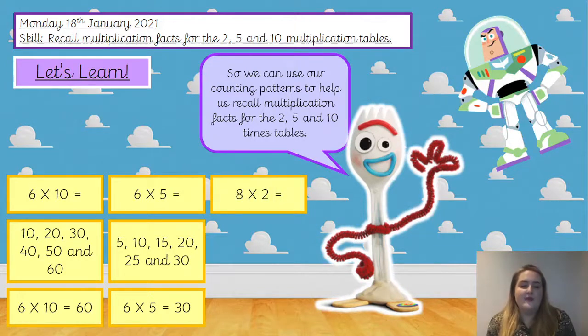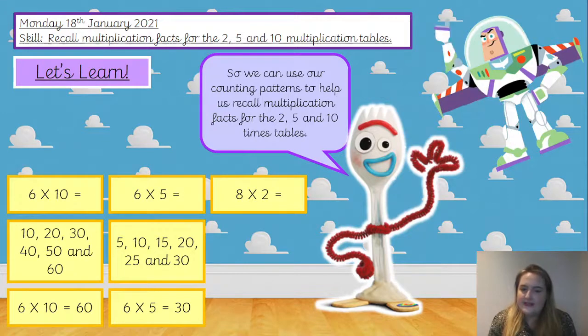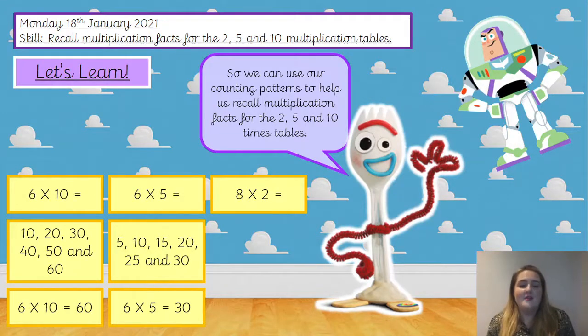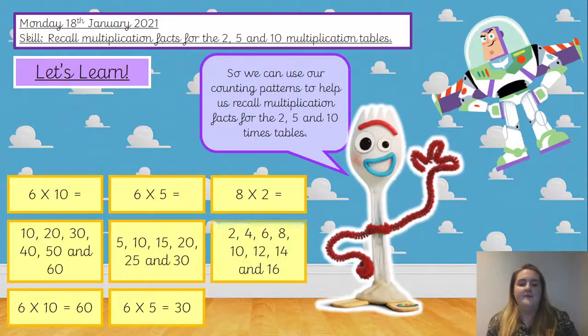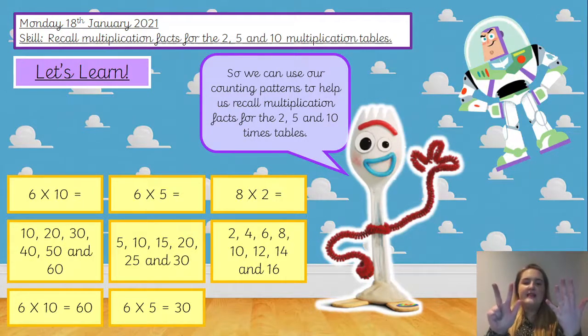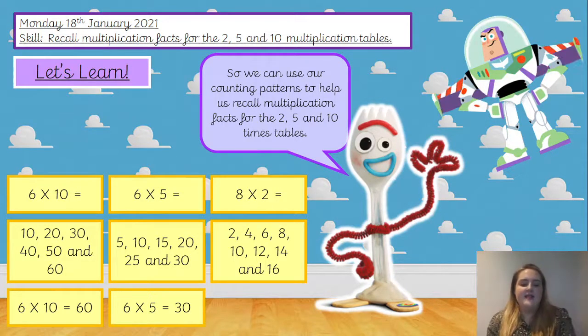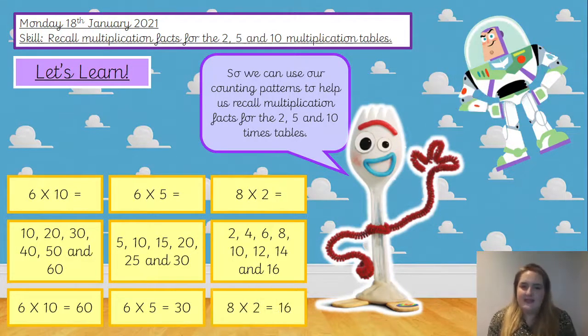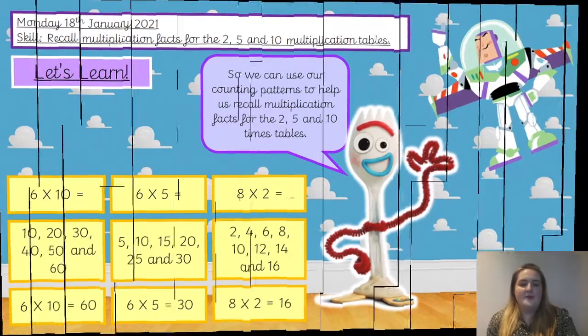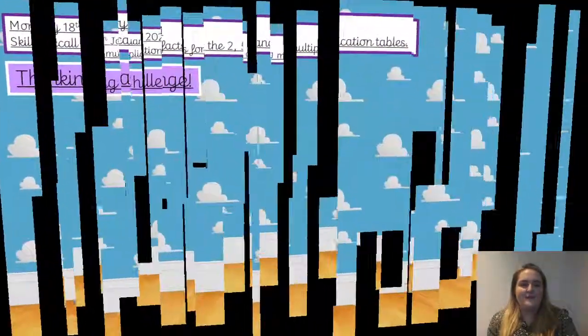Last example then. This time we've got 8 times 2, so we're going to count in 2s this time. We're going to do it 8 times. Are you ready? Okay. 2, 4, 6, 8, 10, 12, 14, 16. So we can see then, if we've counted in 2s 8 times, we get the answer 16, and we're going to put that answer at the end of our number sentence. Well done, brilliant counting in 10s, 5s and 2s there.